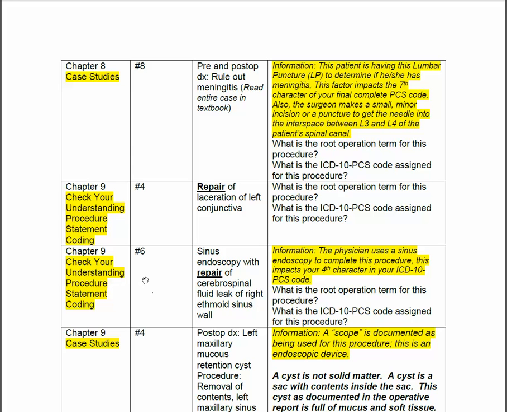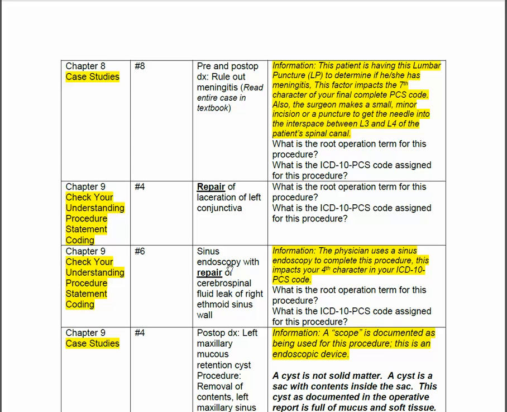The next one is number 6. It states in your clinical information in your textbook: sinus endoscopy with repair of cerebral spinal fluid leak of right ethmoid sinus wall. So the surgical approach was an endoscope was placed in the patient's nose. What was the intention of the procedure? The intention of the procedure was to repair a leak of the right ethmoid sinus wall.